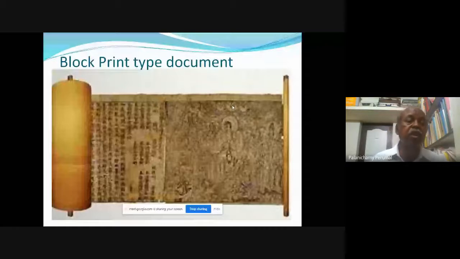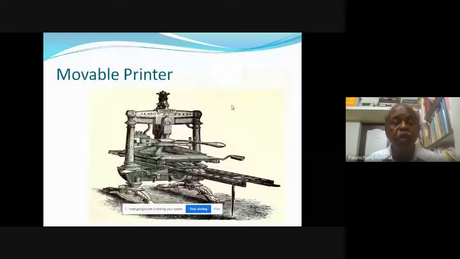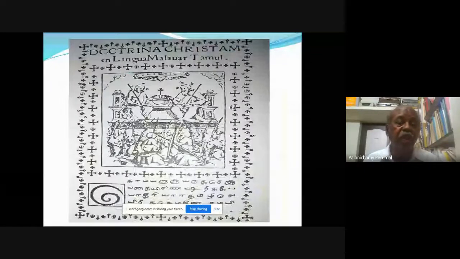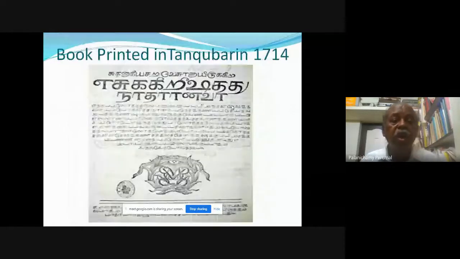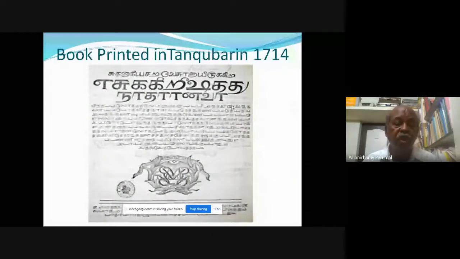So this is a movable printer. The first movable type printer came, then it spread all over the world. You can see the first book in 1578, a Tamil book, Doctrina Christam. This is in Malabar language; in those days, Tamil was called Malabar language. So this was a book printed in Tranquebar, in 1714.